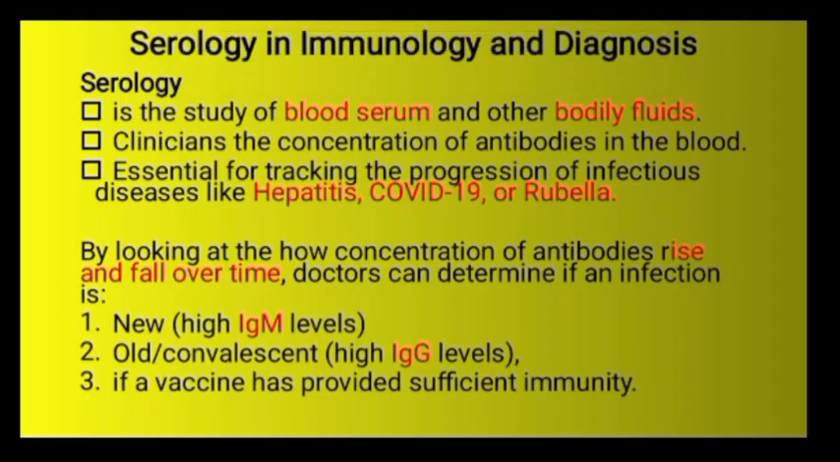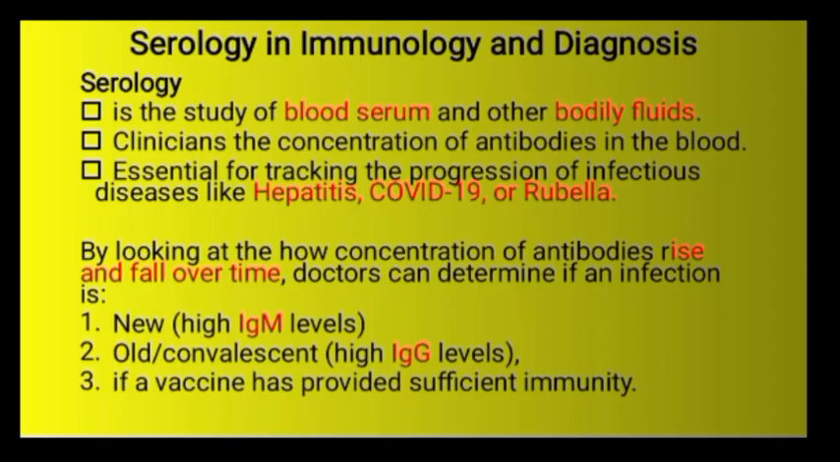By looking at how the concentration of these antibodies rises and falls over time, doctors can determine if an infection is a new infection by the presence and concentration of IgM, which, you know, is the first immunoglobulin that is produced in the advent of foreign substances within the body. And you know that IgM is a pentamer, a very large immunoglobulin and very effective. As well, if you notice the availability of IgG, which is a monomer, in the blood circulation, it indicates that the infection is an old infection, it is convalescent. So that's why the measurement of these immunoglobulins in the serum is very effective.